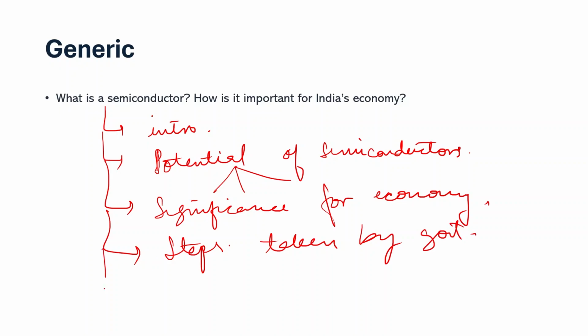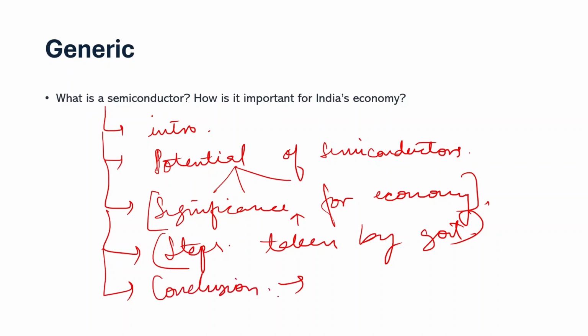and then you can do one thing. If you have combined the steps taken by the government in your significance for economy, right, in the significance for economy, you can give examples of the steps taken by the government. Then in the conclusion, you can write about various challenges and way forward, right? You can combine challenges and way forward. Okay.